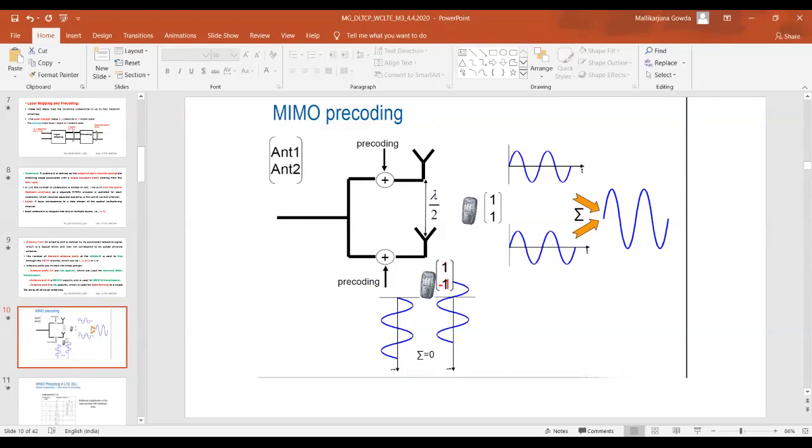Here the pre-coding is done. The input from layer mapping goes to two antennas, and these two antennas are spaced at lambda by 2 apart. So at one antenna I get two signals. These two signals are in phase, so they will be added up. At the other, they are out of phase, so when I add these two, they will cancel out. So the output of this is the pre-coding part.